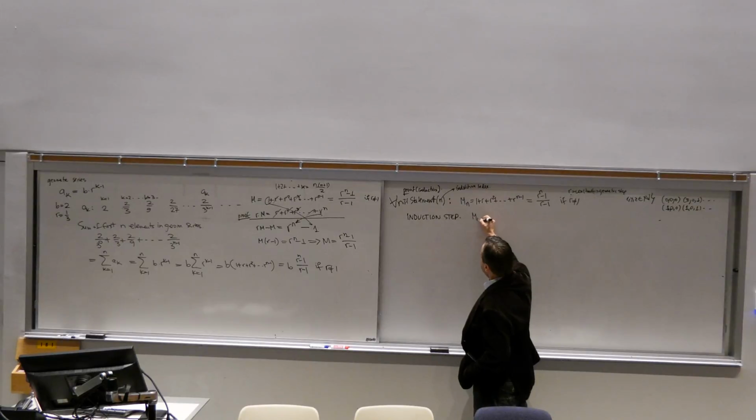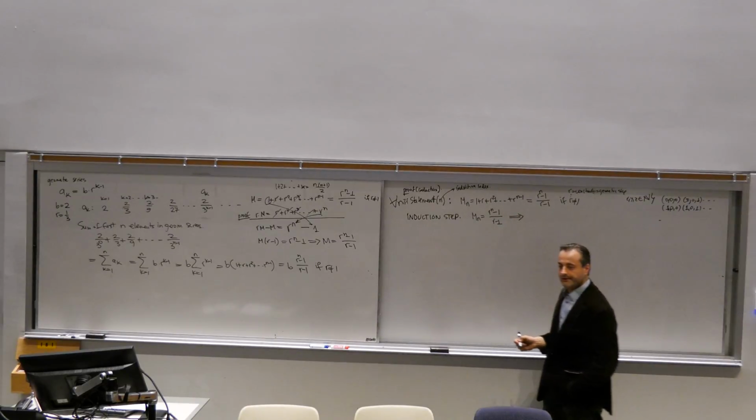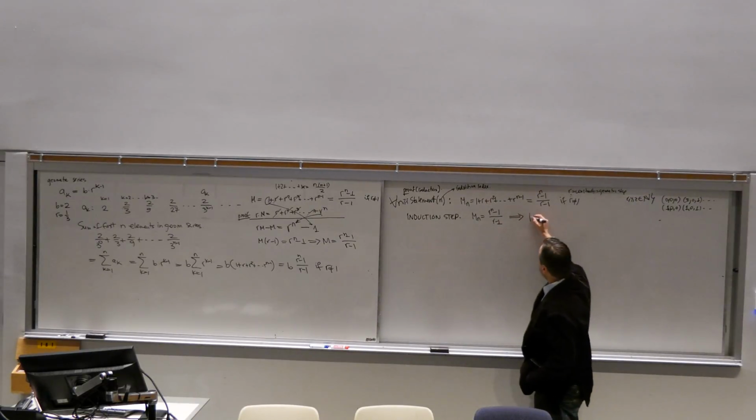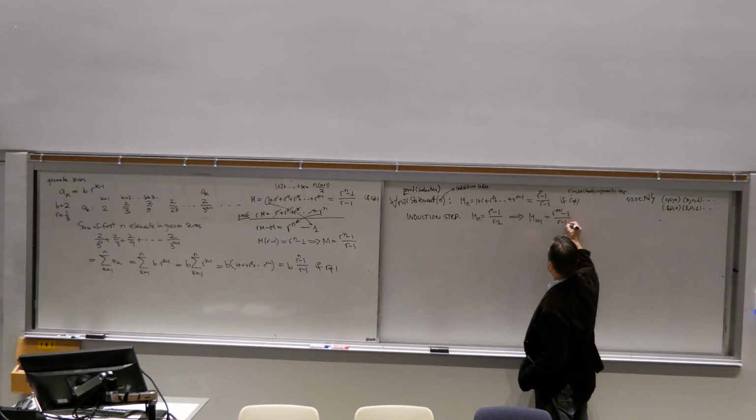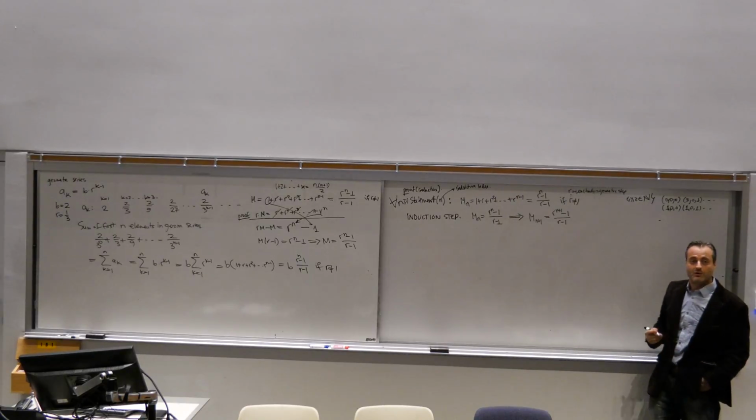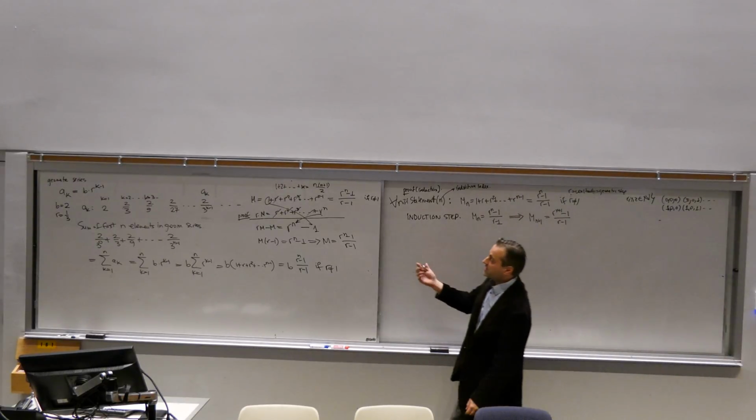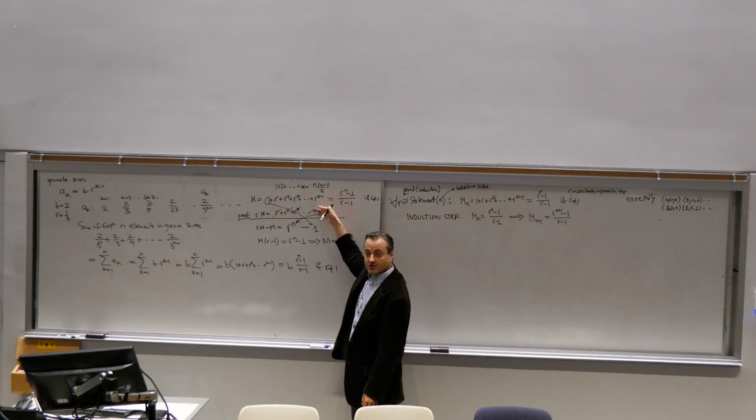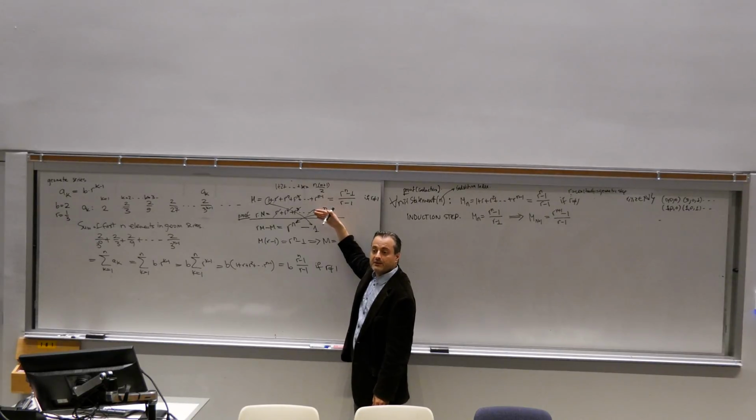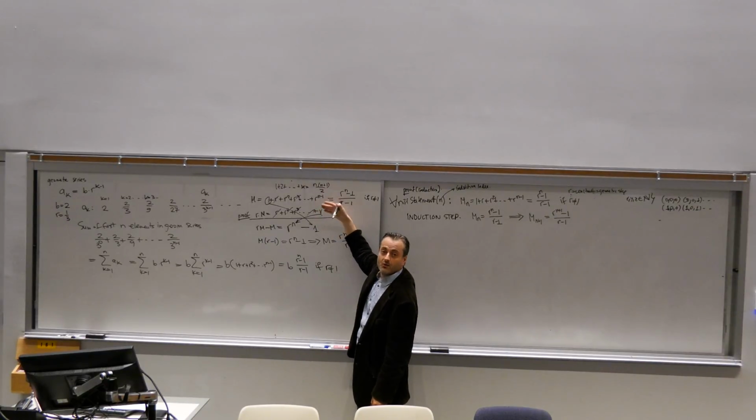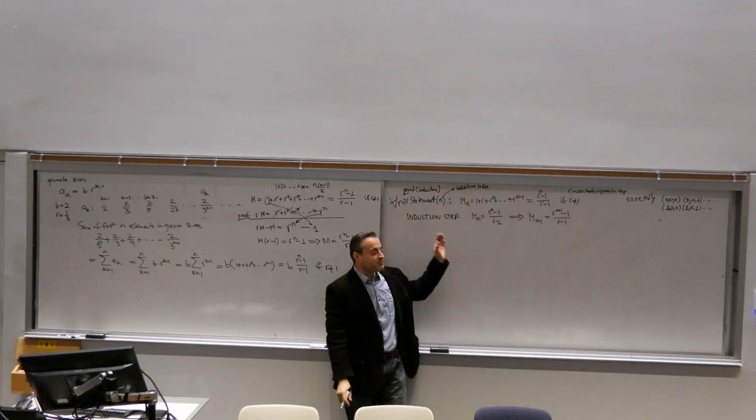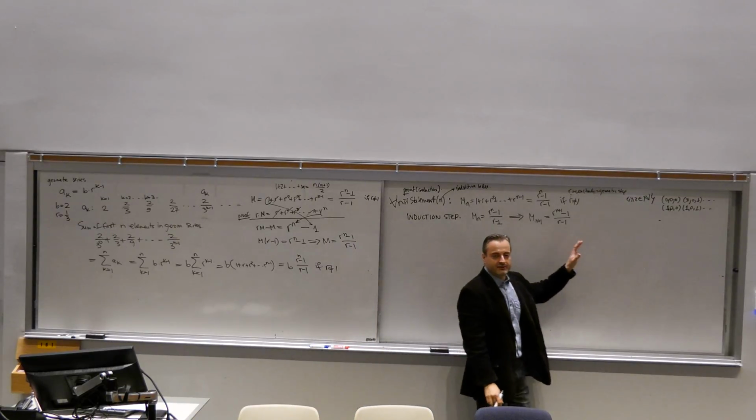It's that if Mn is (r^n - 1)/(r - 1), then what? Mn+1, the next statement, is (r^(n+1) - 1) divided by (r - 1). In other words, it says if this formula works for 25, it's also going to work for 26. If it works for 35, it's going to work for 36.